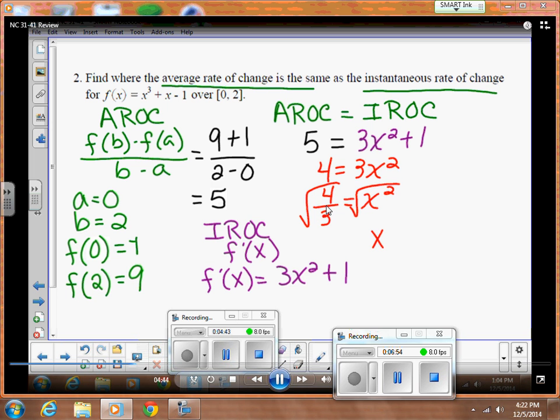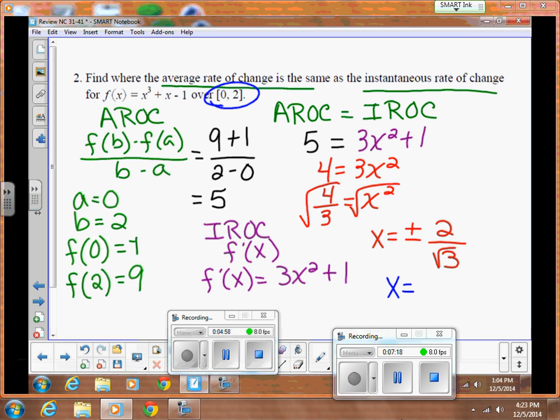Now here on the fraction, remember that you can do each one separately. You can do the square root of 4 and the square root of 3. So that's what I did, which gives me plus or minus 2 over radical 3. Now remember that I am looking for when the average rate of change is the same as the instantaneous rate of change, but I'm restricted to the domain between 0 and 2. So I have two values here. However, it needs to be a value within that domain, and the only one inside that domain is the positive one.